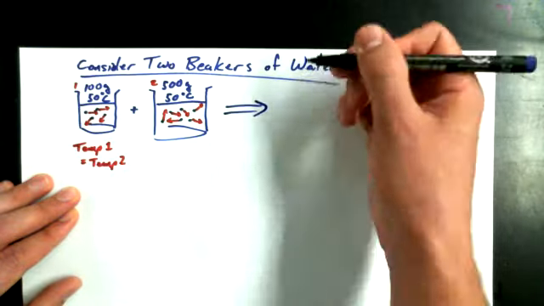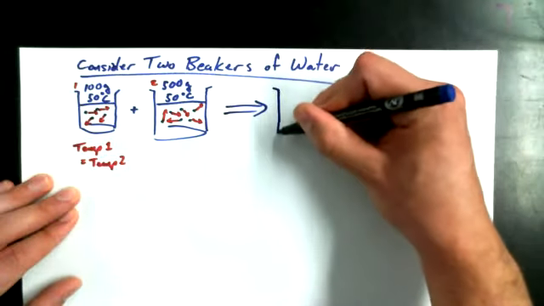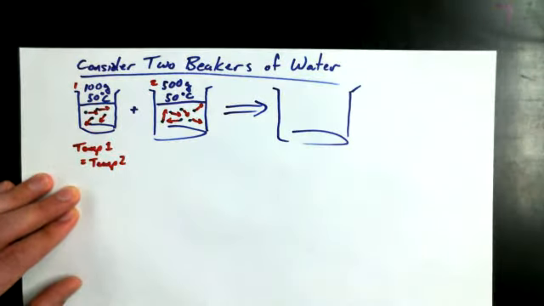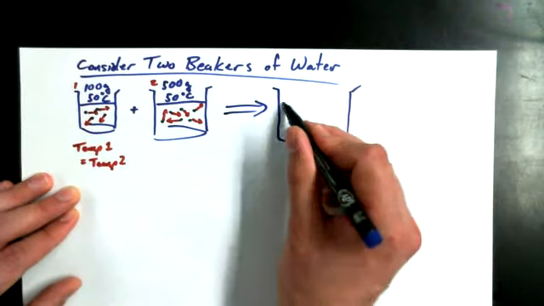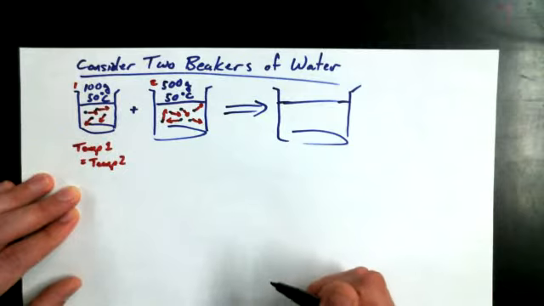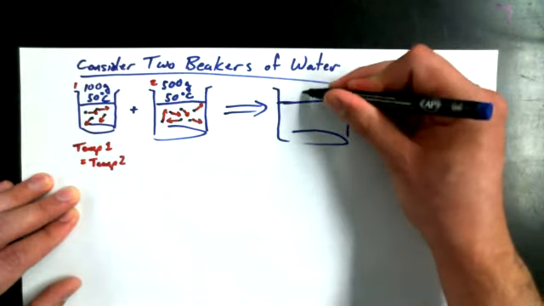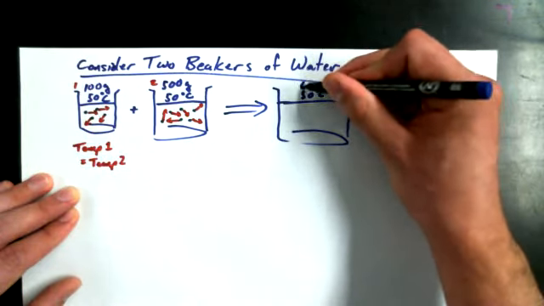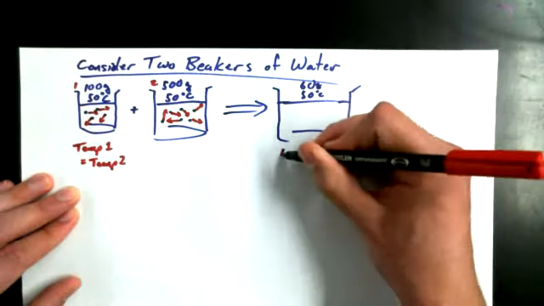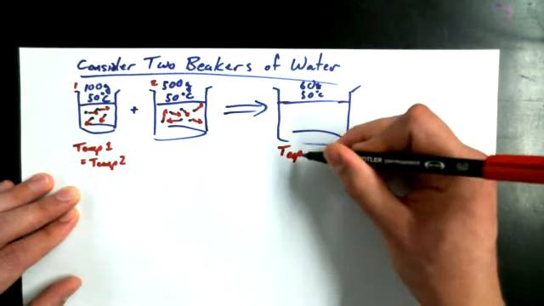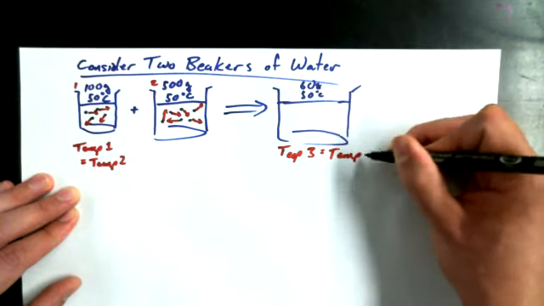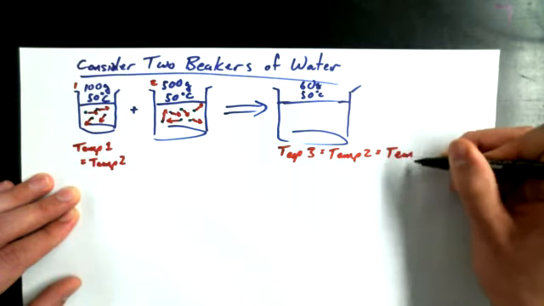Now if they pour together, maybe you can tell me, what would you expect to find? Yeah, 600 grams at 50 degrees Celsius, because the average of these two like temperatures is 50 degrees Celsius. Makes sense. So 50 degrees Celsius, 600 grams. Now that tells me that temp 3 is equal to temp 2, which is equal to temp 1.